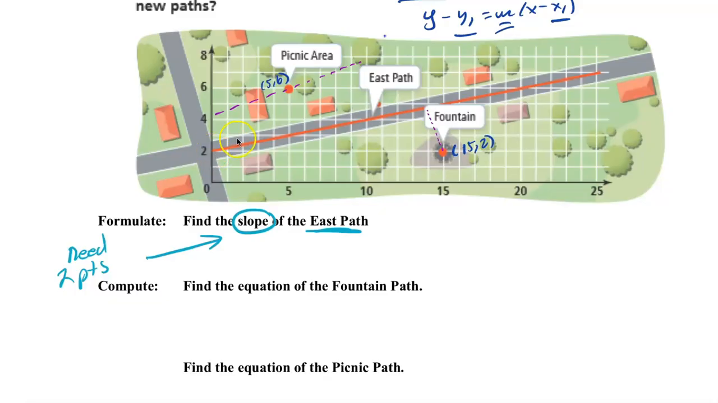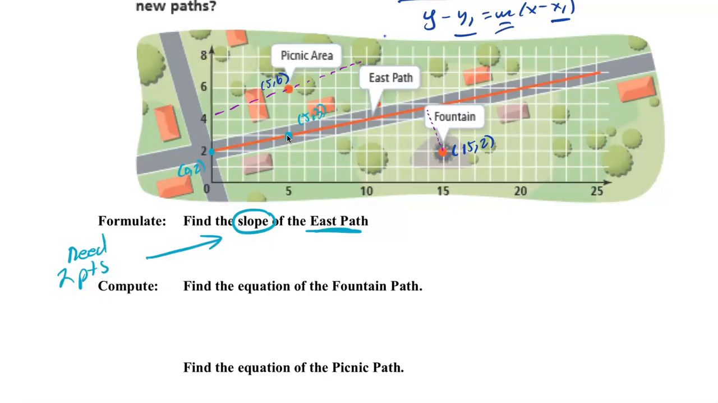So it looks like right here, we start at 0, 2. And I need another point that crosses nicely. I don't know what that is. I don't know what that is. Right here, that does cross nicely. That looks like the point 5, 3.